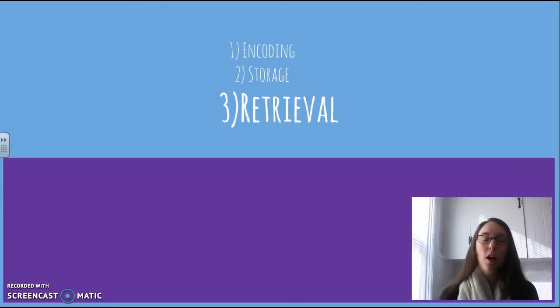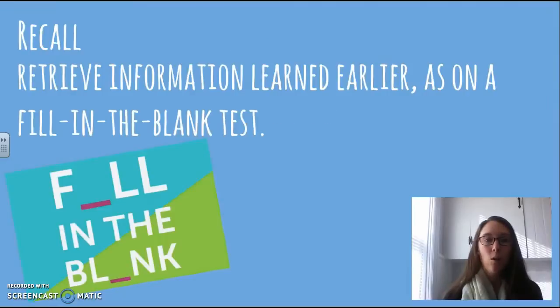So the third stage of the info processing model is going to be retrieval. And when we talk about retrieval, there are actually two different ways that we can get information back out of our memory system. They're called recall and then recognition. So first we'll start with what recall is.